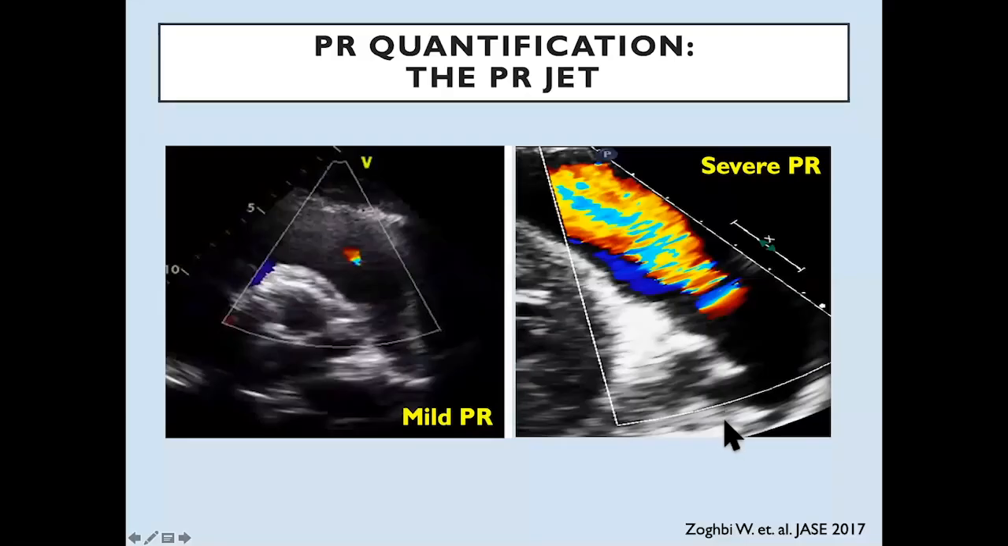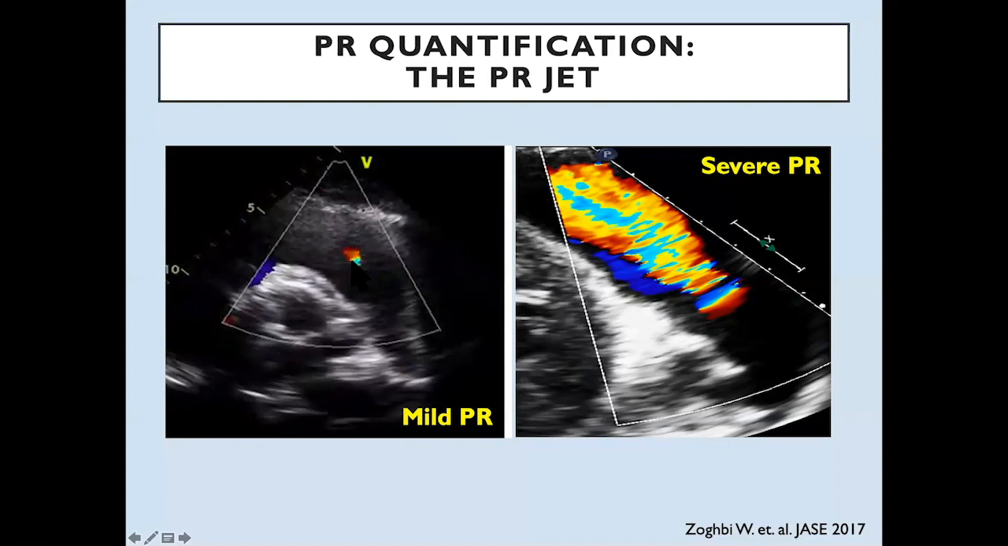So how do we assess pulmonary regurgitation? Well, the quantification of pulmonary regurgitation follows some of the same imaging techniques that we use for quantification of aortic regurgitation. First of all, you can assess the color jet. So you can assess the vena contracta width. And when you assess just visually the color jet, you can see here mild pulmonary regurgitation, small color jet, and severe pulmonary regurgitation, large area color jet.